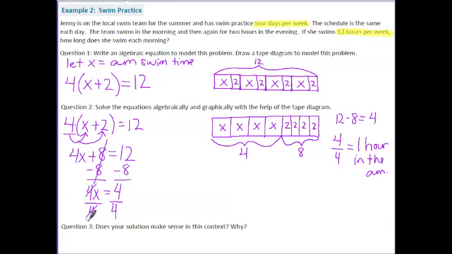4 divided by 4 is 1 because that is the multiplicative inverse. So we're left with x on this side. 4 divided by 4 is 1. Again, that is the multiplicative inverse, so it's 1.